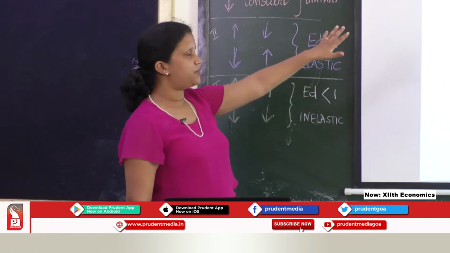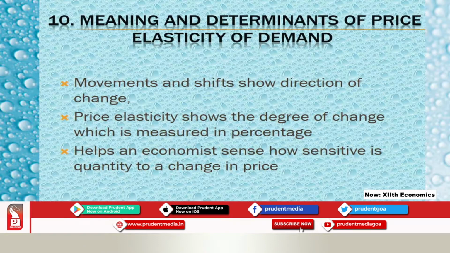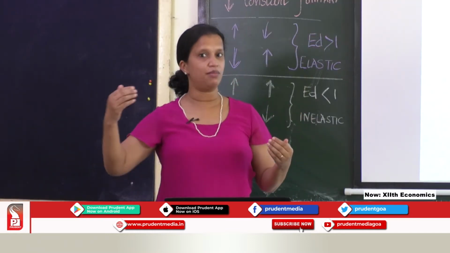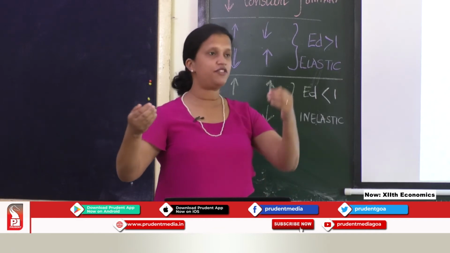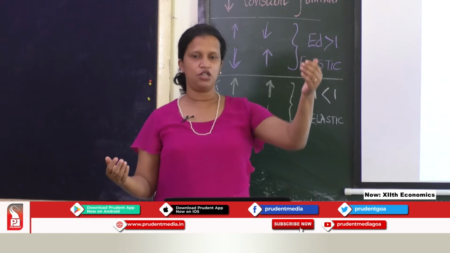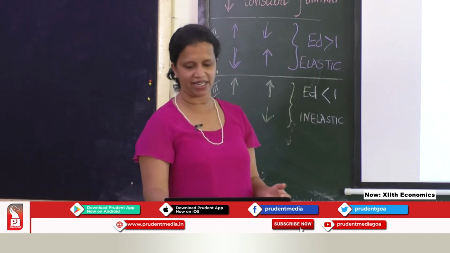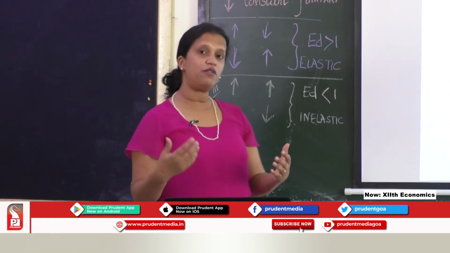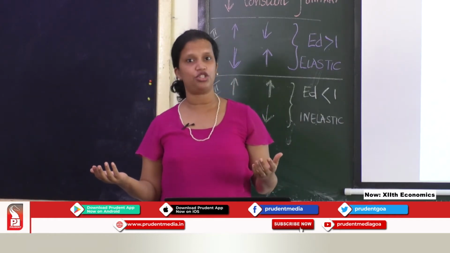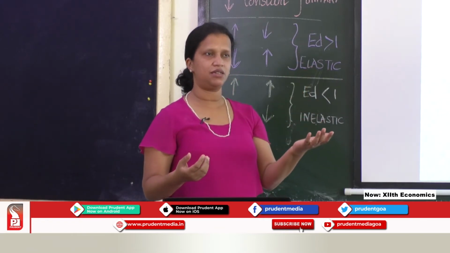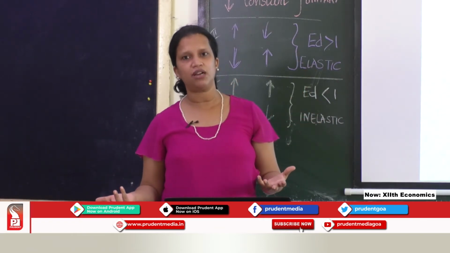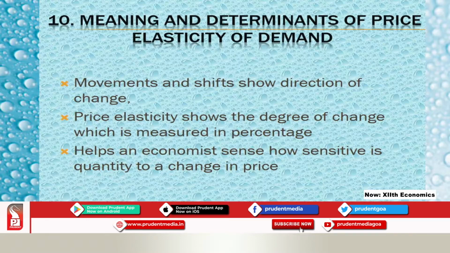Now, you have already covered the law of demand, movements, shifts, right? Under that, we know that movements and shifts only help us understand, or they show us the direction in which demand changes. So, if the price comes down, demand will go up, or if the price rises, demand falls. So, this inverse relationship shows the direction of demand. Now, if we want to know by how much demand is changing, so for example, let us suppose price has increased, demand comes down. By how much has demand come down? That is not being explained by movements and shifts.